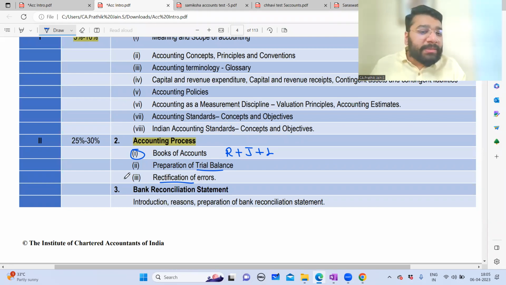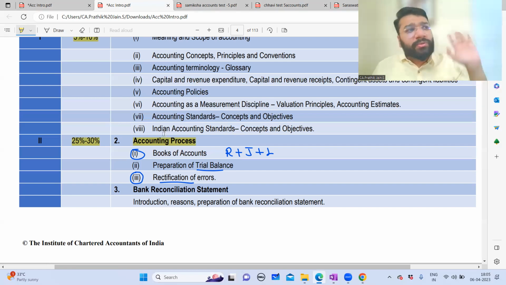So out of these three topics, this is the most important topic, where every attempt, there is a compulsory question from rectification of error. The weightage of this particular chapter is 25 to 30 marks. Rectification alone sometimes carries 10 marks. Sometimes they might give a question for trial balance for 10 marks. Instead of 25 to 30, you can say a minimum of 20 to 30 marks it can cover. But when I say minimum 20, it doesn't mean that every attempt a minimum of 20 will come. Sometimes it even comes for 10 marks.